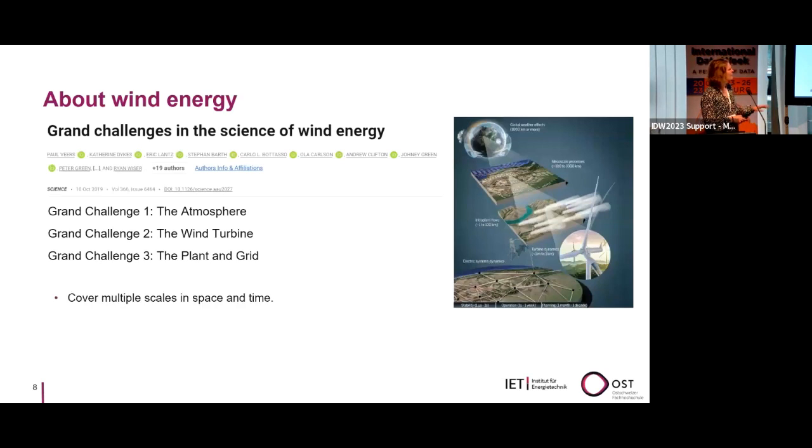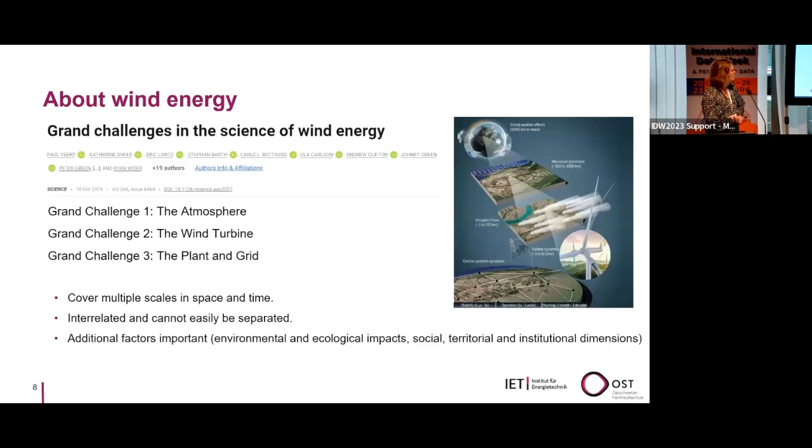What's really interesting is that you can see from the picture that they cover multiple scales in space and time. On one hand, you're looking at global wind systems. On the other hand, you're looking at little turbulences going over the trailing edge of a blade, which could be on the scale of a couple of millimeters. If you want to model what's happening there, you can't, because the scales are too far apart. They're all interrelated, and you can't really separate these topics, because the atmosphere, at the end of the day, affects the turbine, and that affects the plant and the grid.